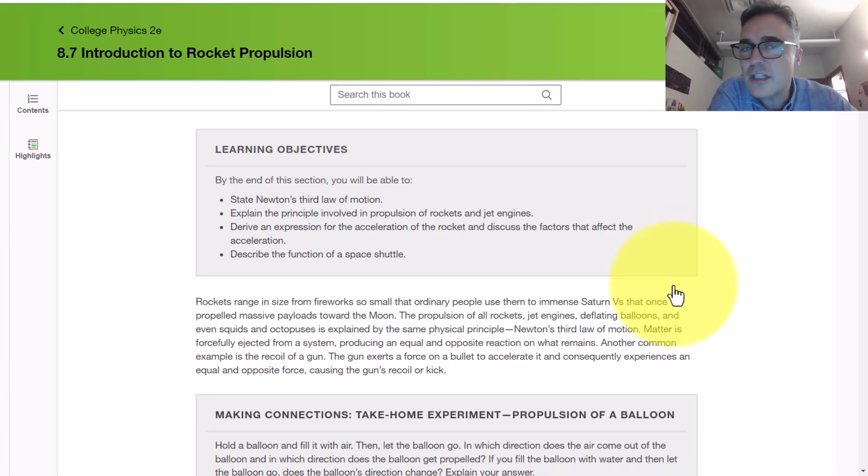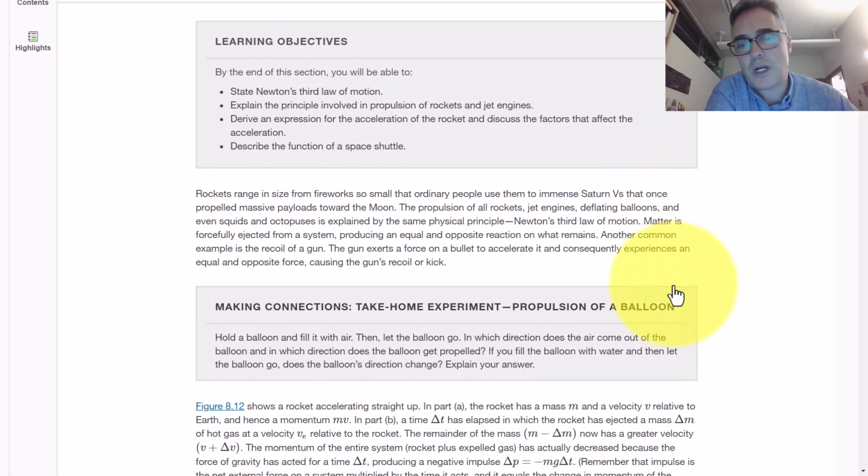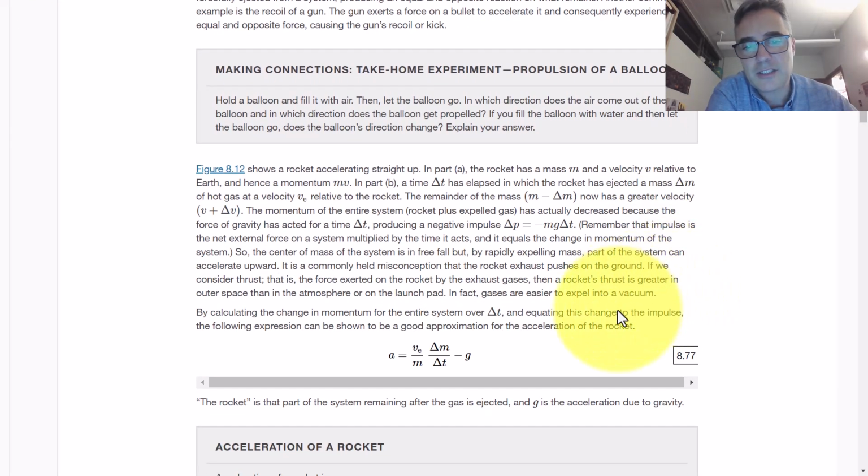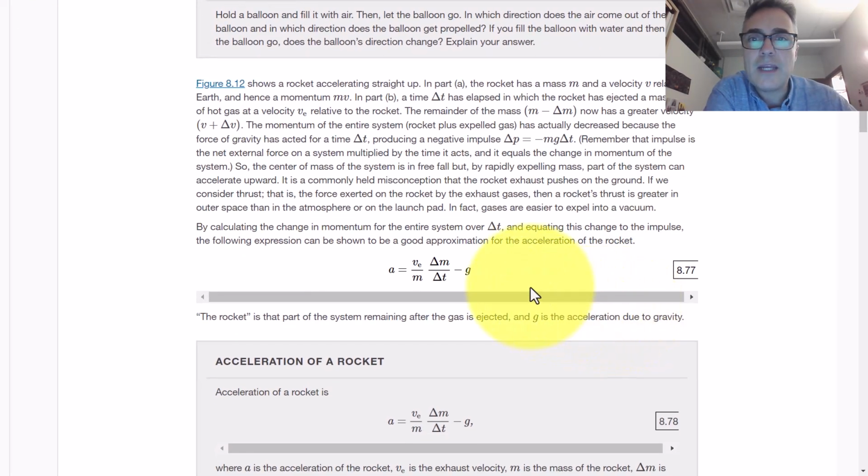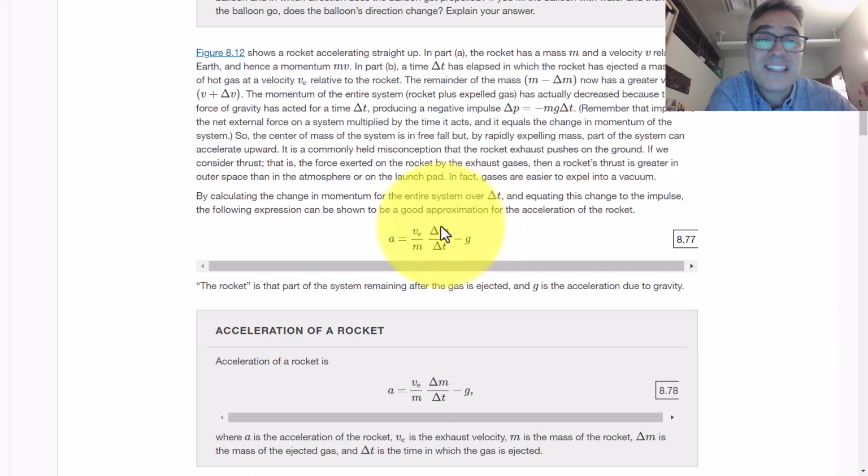And the last section of chapter 8 is called an introduction to rocket propulsion. Again, I'll talk about this a little bit in class because they really just state that when a rocket is accelerating straight up, you can have a good approximation for the acceleration of the rocket. It's all this stuff, delta m over delta t. M is how much of the hot rocket gas is ejected out the bottom, and m is the mass of the rocket. Delta m over delta t is the rate that exhaust is ejected. And v_e is the velocity of the gases relative to the rocket.